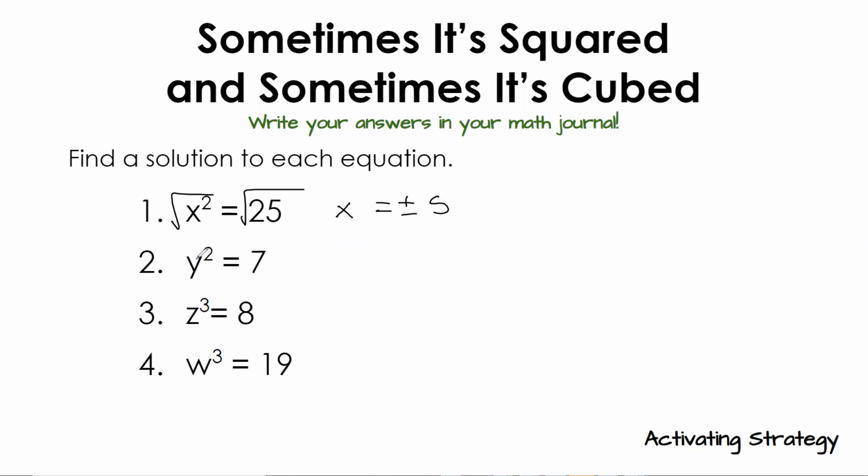Okay. On number 2, we're going to do the same thing. We're going to take the square root of both sides. But instead of getting a whole number, we would just leave the square root of 7, right? Because if we took the square root of 7, we get a decimal. We don't want that. We're just going to leave it as that radical.